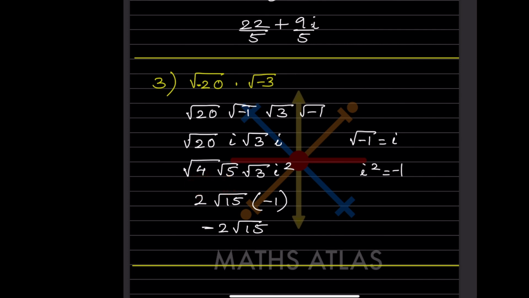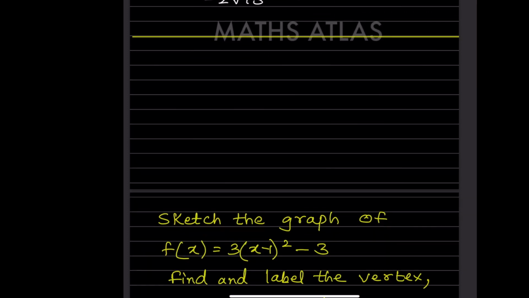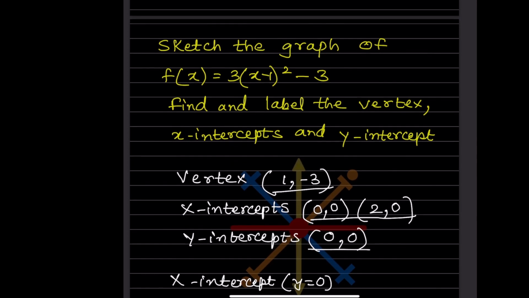And now what we can do, this will be 5 into 3, that is 15, root of 15, and this i square is minus 1. So we can write here i square is minus 1. Now here this minus can be taken in front, that is 2 root 15 as it is. So the answer is minus 2 root 15. Now let us see the next one.